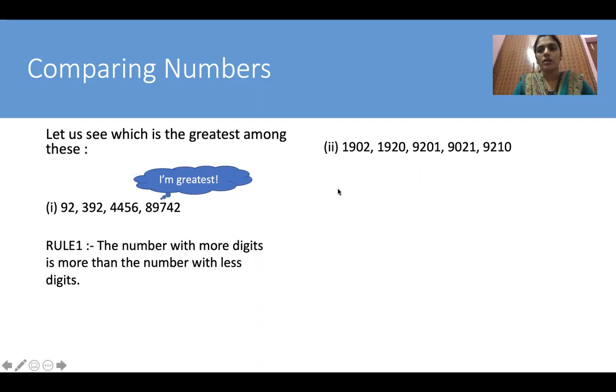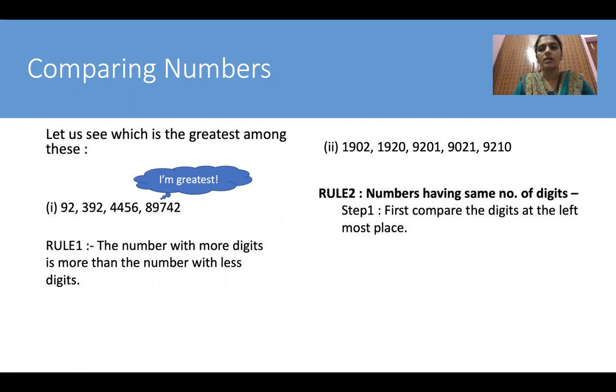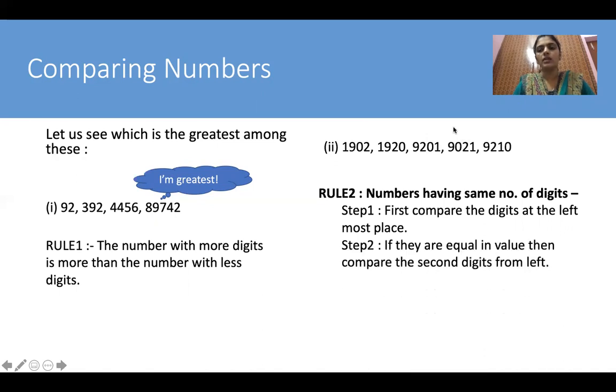Here we see all the numbers are having the same number of digits. In this case, what do we have to do? If all the numbers have the same number of digits, then first we compare the digit at the leftmost place. If we compare this one, the value of 1 is less than the value of 9. So we can exclude these two numbers as they have the least value. Among these three numbers, they have the same value at the leftmost place. So what do we have to do? Move to the second value.